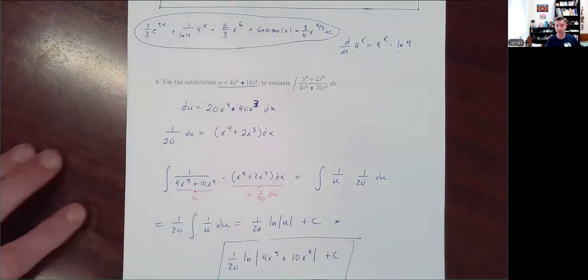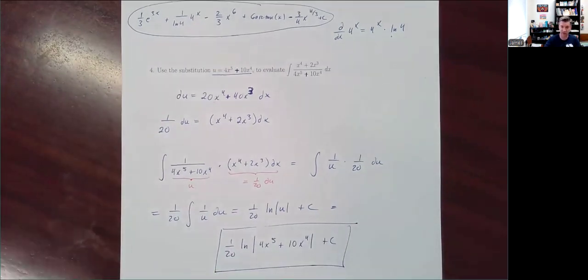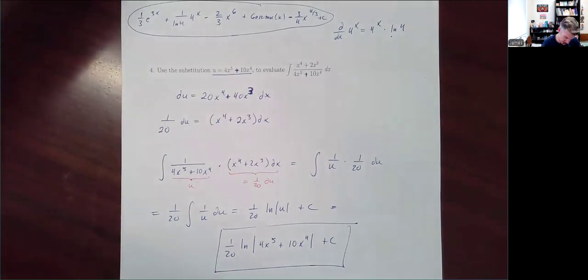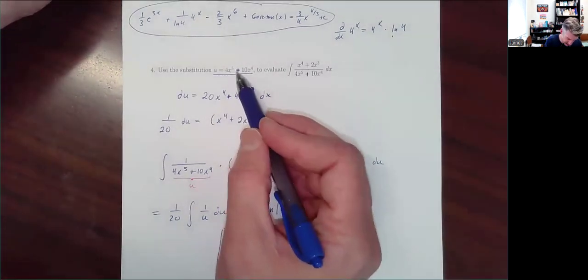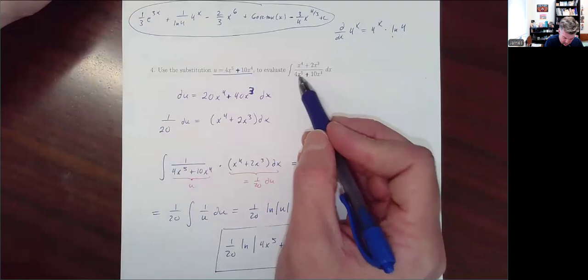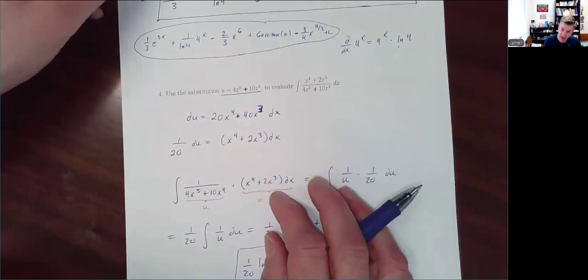Hopefully none of you have done the practice exam yet, and I can correct this for you all before you attempt it. But yeah, that should be a 4x to the fifth plus 10x to the fourth, and it should be a 4x to the fifth plus 10x to the fourth in the bottom there. Sorry about that.